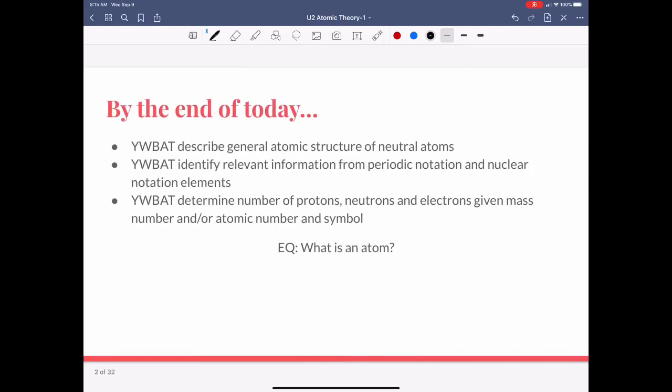So today, what we're going to be talking about is what is the atom and how can we take what they give us on the periodic table, the mass number and the atomic number, and be able to determine the protons, neutrons, and electrons and understand the atom structure. All right, very foundational information today, but very important as we move into further units in chemistry. You must understand today as we move forward.